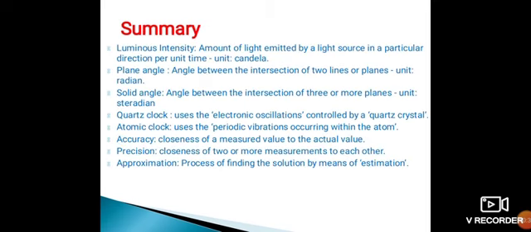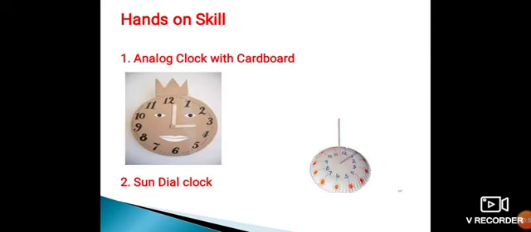Summary of this lesson. So today we have discussed luminous intensity, plane angle, solid angle, types of clocks, accuracy, precision, approximation. Students, an interesting hands-on skill for you all. So try it in your home. Analog clock with cardboard and sundial clock.